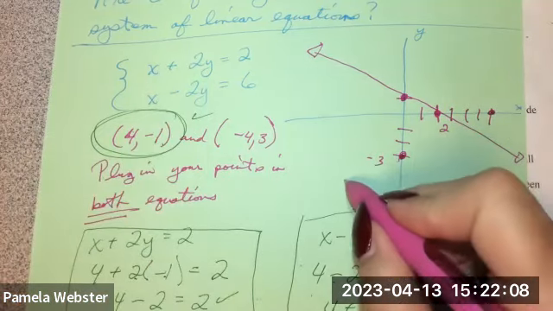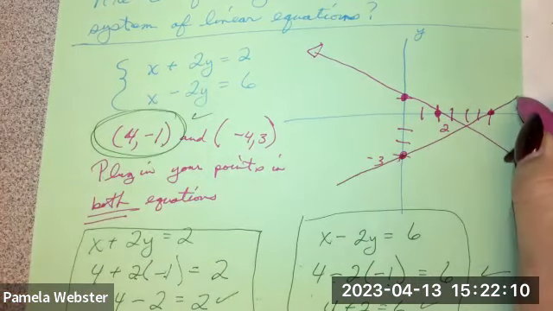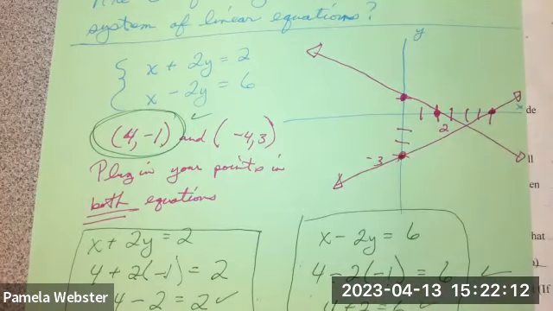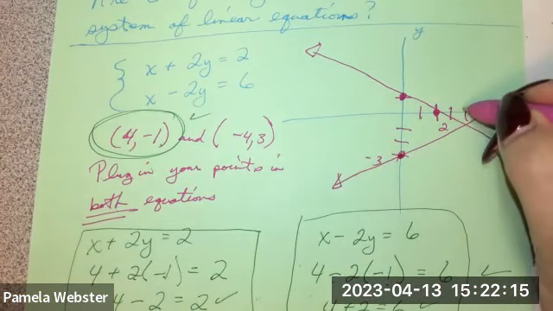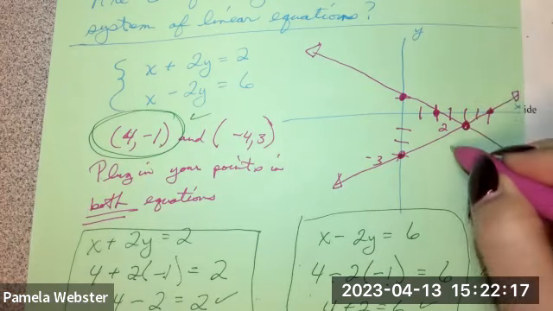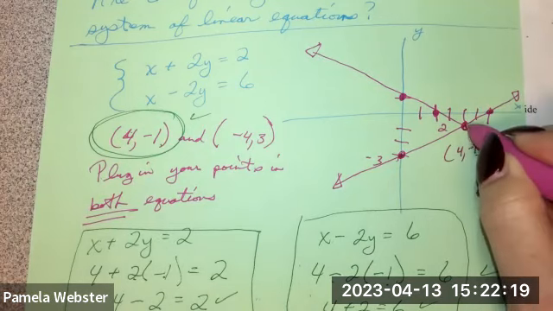Okay, so this graph looks something like that. And if you'll look right here, 1, 2, 3, 4, -1, that's the point (4, -1).